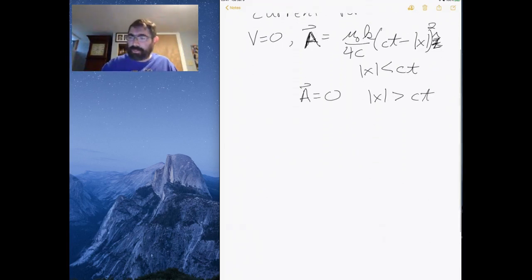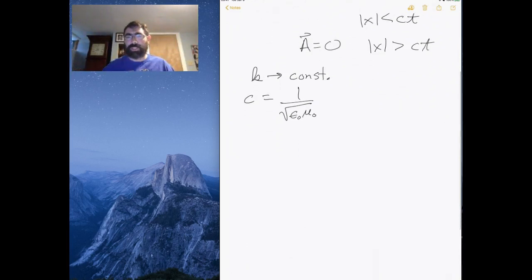Just before we get started, I wanted to emphasize that k is a constant and that c, the speed of light, we can solve for as 1 over the square root of epsilon naught mu naught. That may come in handy a little bit later. We're going to start with our definitions of electric and magnetic field in terms of potentials. The electric field we found in the previous lecture was minus the gradient of the potential minus the time derivative of A.